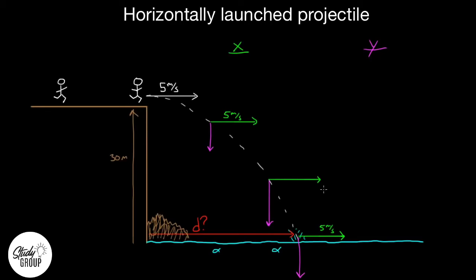So how do we solve this with math? Let's write down what we know. What we know is that horizontally, this person started off with an initial velocity, V initial in the x. I could have written I for initial, but I wrote 0, V naught in the x.